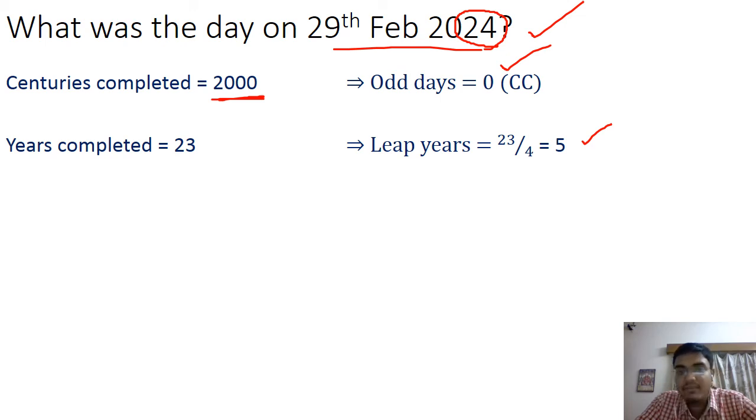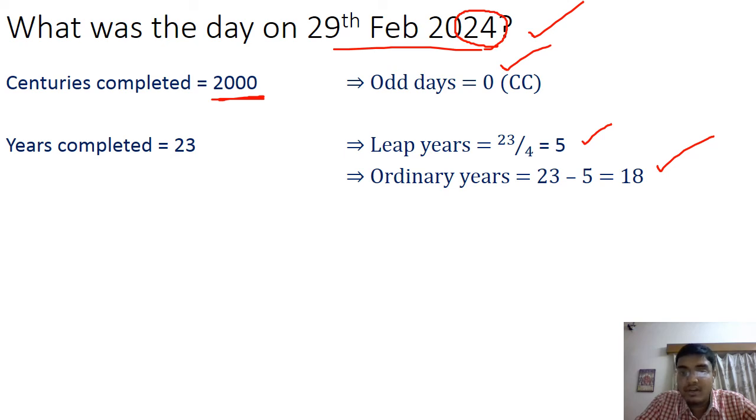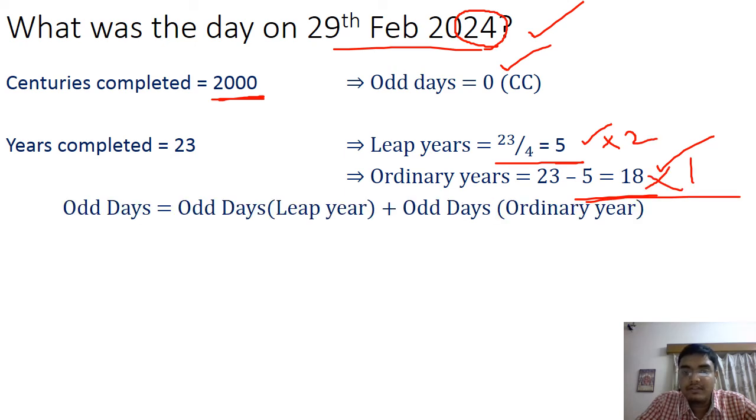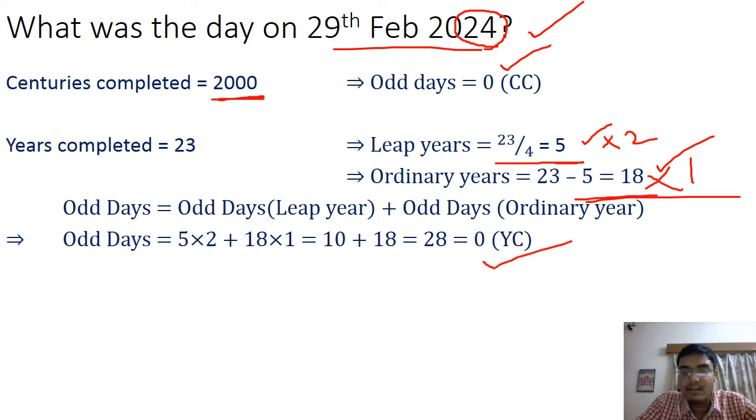So 23 divided by 4 is 5. Remaining 18 years are ordinary years. Then add up the odd days given by these leap years and ordinary years. How? By multiplying this by 2 and multiplying this by 1 and adding. So we do this, we get 28. We have calculated the odd days: 5 into 2 plus 18 into 1.